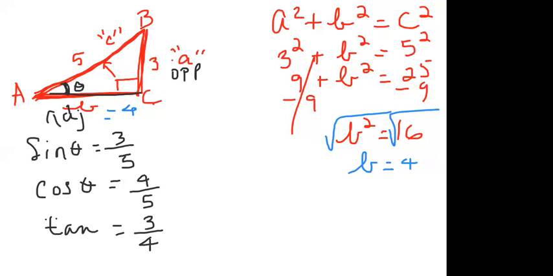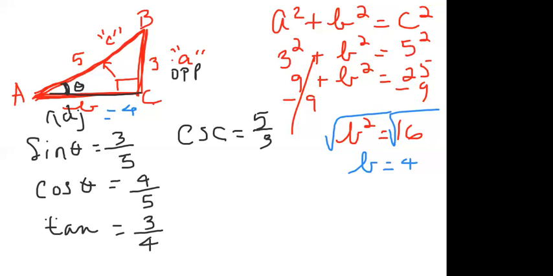So now we're going to go into their inverses. The inverse of sine is cosecant. So cosecant, remember, is the reciprocal of sine. So just take the reciprocal of 3 over 5 and get 5 over 3. Yeah, it's that easy, okay?